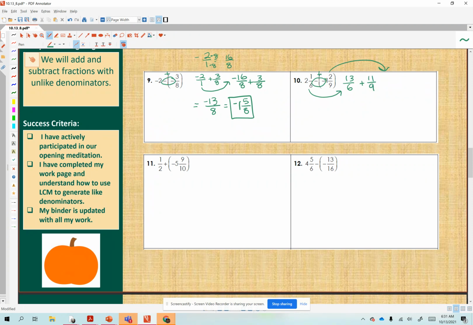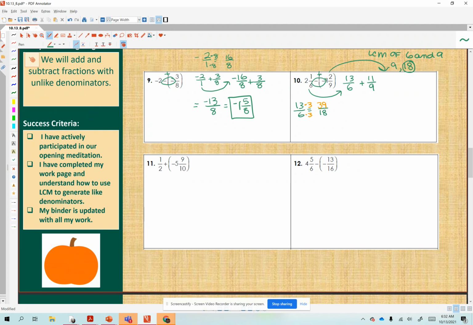Now I need a least common multiple of 6 and 9. And let's look at the 9 multiples. 9, 18, and right there, 6 is a factor of 18. 18 is also a multiple of 6. So that will be my new denominator. So when I convert 13 over 6 to 18ths, I multiply by 3, which means my new numerator will be 39.